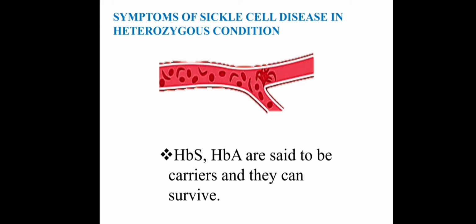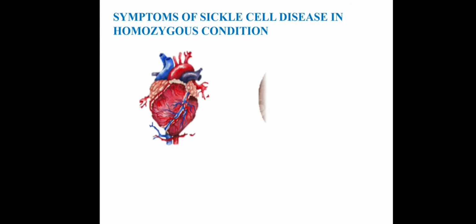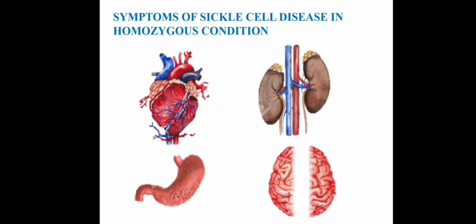Symptoms of sickle cell disease. In heterozygous genotype, HbS-HbA are said to be carriers and they can survive. Homozygous condition can cause damaged heart, kidney, spleen and brain. Finally, it leads to death.